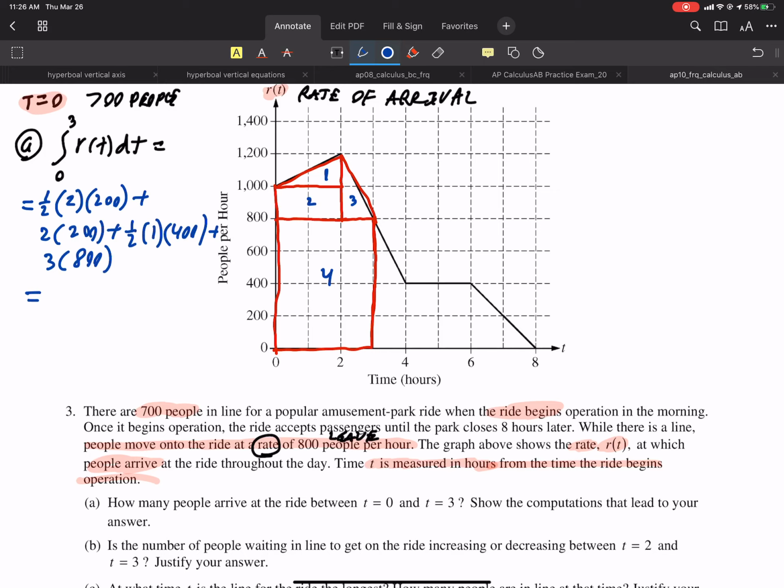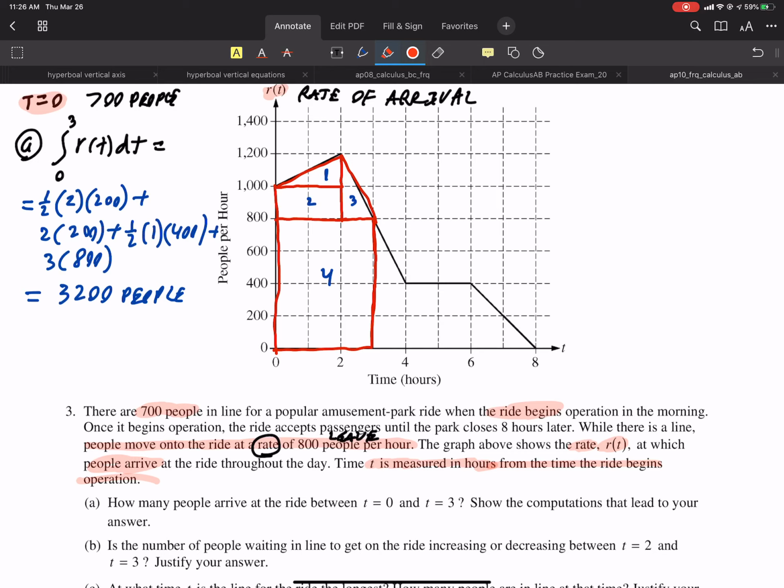So you can leave your answer like that, that's perfectly fine. If you were to add all this up, we would get 3,200 people. But again, don't simplify. This is a calculator problem, so I guess it's not too risky, but you don't want to make a mistake. Okay, part B.